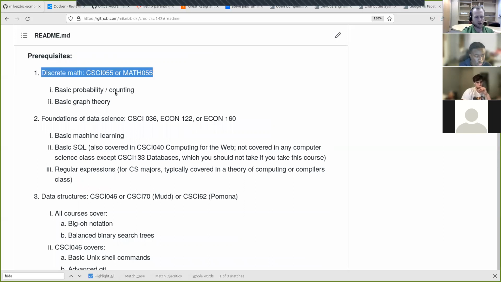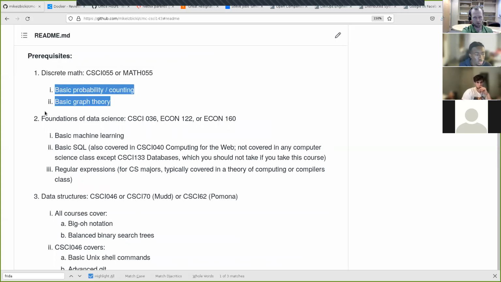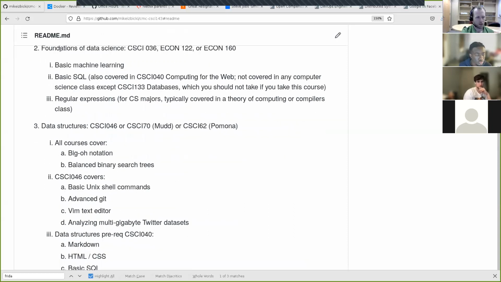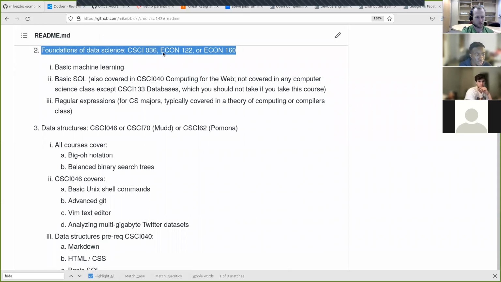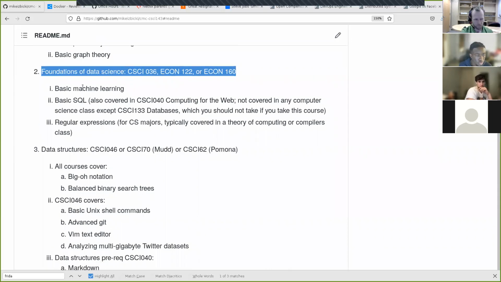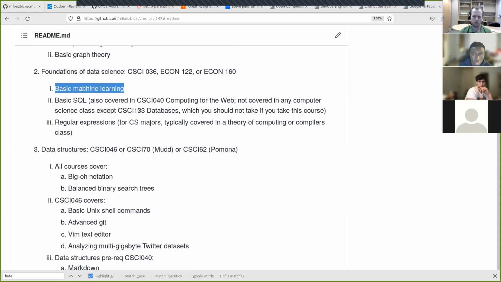So discrete math is a prereq just for basic probability and counting, graph theory. I don't think anybody's going to have problems with this part. The foundations of data science, all the different versions, is a prereq just for some basic machine learning, knowing what a logistic regression or decision tree type model is. We're not going to be developing those in particular in this class, but having that application knowledge will be really useful.